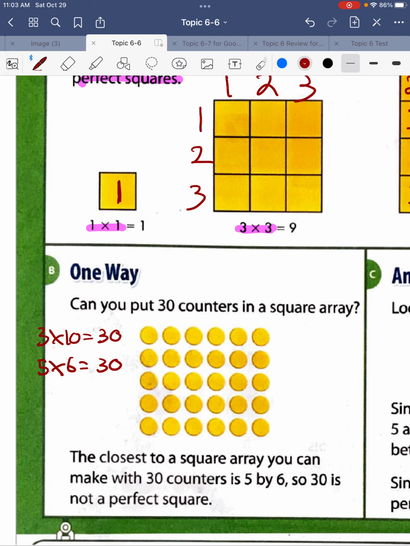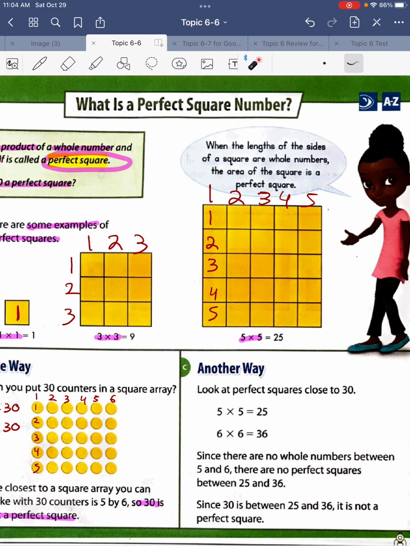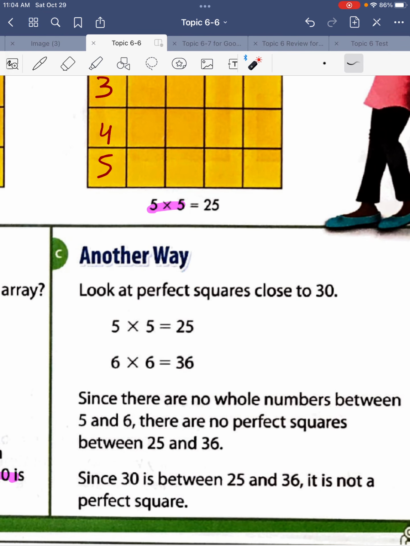If I count my little squares here, I have 1, 2, 3, 4, 5. If I count again, 1, 2, 3, 4, 5, 6. They do not have the same number. I have 5 here, but I have 6 here. So it says right here, 30 is not a perfect square. It has to have the same two factors. And here we get more examples of perfect squares. We have 25 because we have two of the same factors. We have 36 because we have two of the same factors.